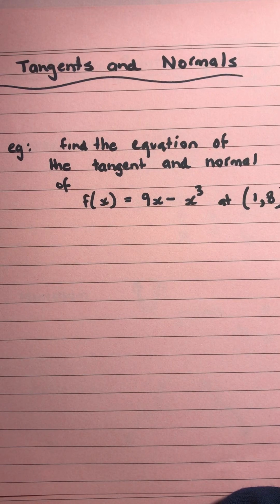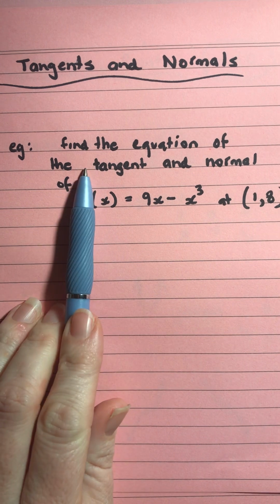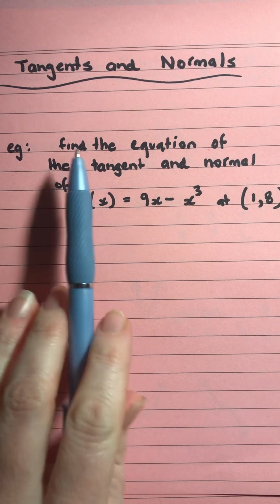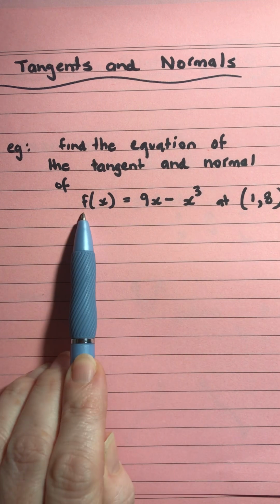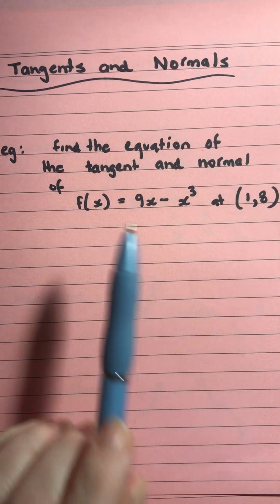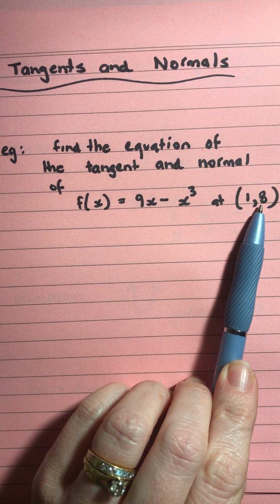Okay, we're looking at tangents and normals in this video. The type of question this would come into is if you were asked to find the equation of the tangent and normal of a function at a certain point. So we've got the function 9x minus x cubed and it's at the coordinate (1, 8).